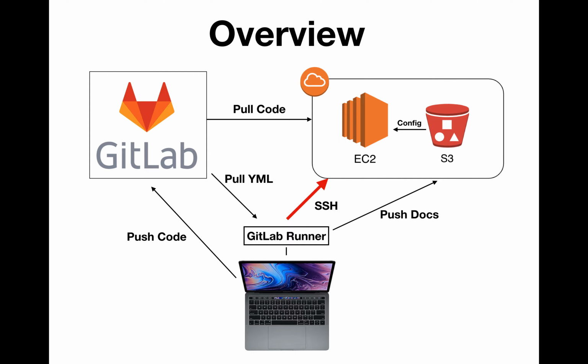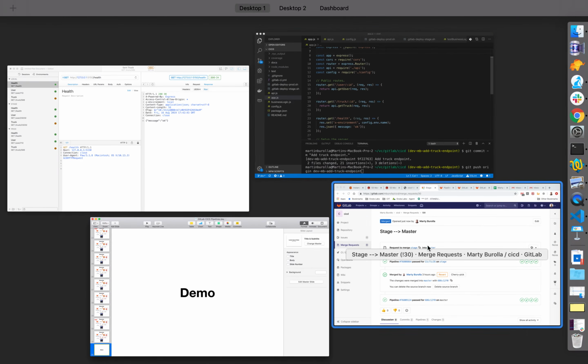We'll SSH into the EC2 servers that I have configured in AWS. The servers will pull the latest code from staging. The servers get the latest configuration files from the S3 bucket, and then in the last stage we push documentation to S3, and then for merging in production, we just sort of do this cycle again. In GitLab, we merge staging to production, and then the whole cycle repeats again. So let's do a quick demo.